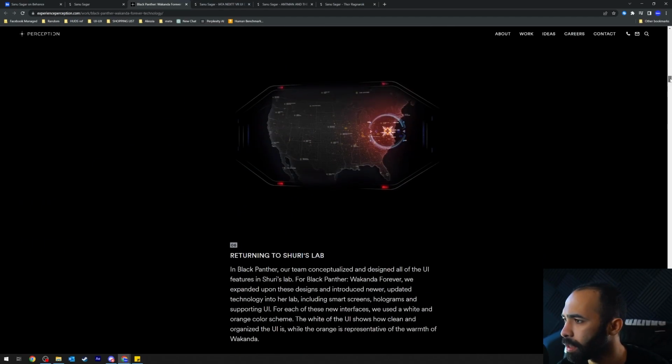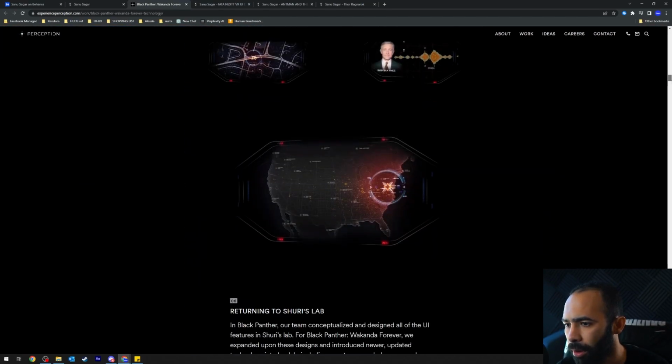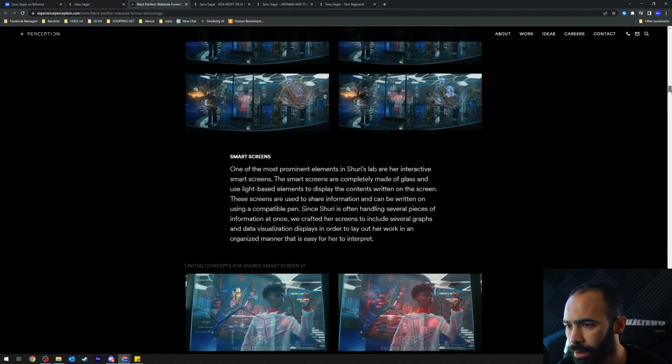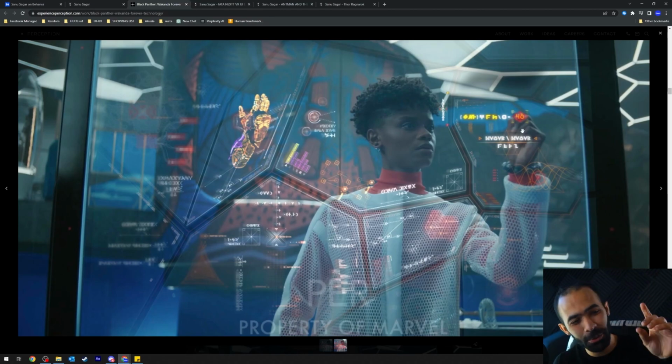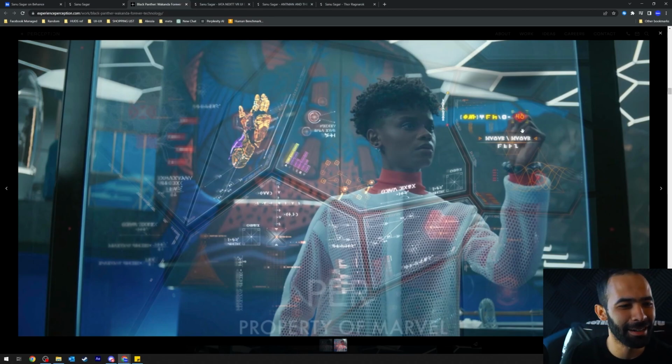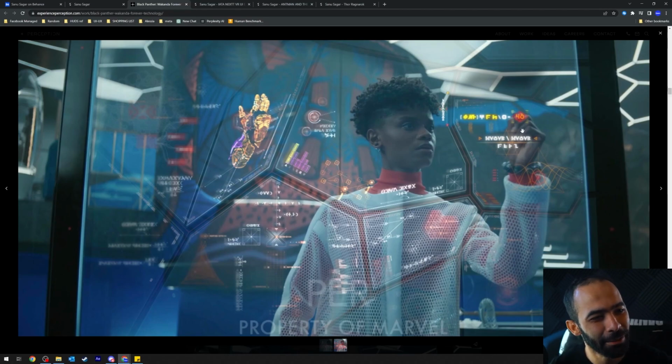So I think I could go a little bit down where he talks more about what he did here. So you see here, when you look at a screen like this, it's not overwhelming. You can still see the actor, and you still focus on the actor. And this will just follow the action of the actor. And that's what really makes SANU SAGAR and the Perception team stand out from the rest.